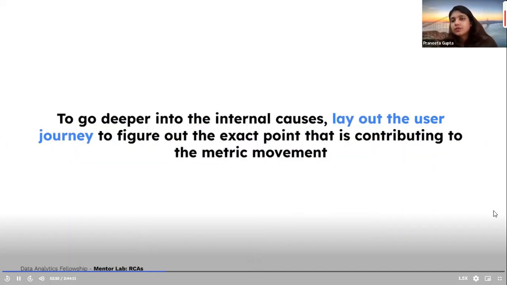Then user journey is one of the best ways to solve an RCA problem. Understanding from the start point till the end point, what are the different aspects or what is the user journey? If I'm entering the app, what all will I go through to finally end up placing an order? So understanding that journey is important.